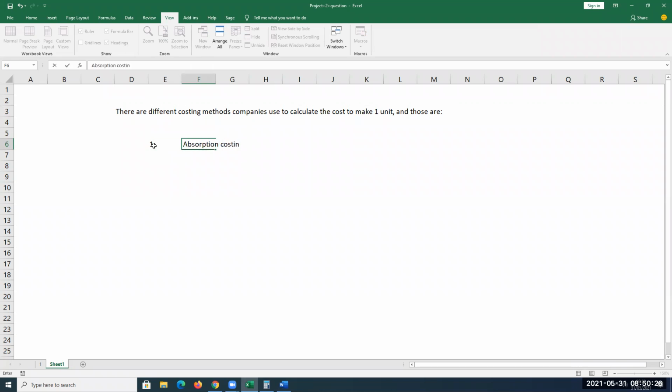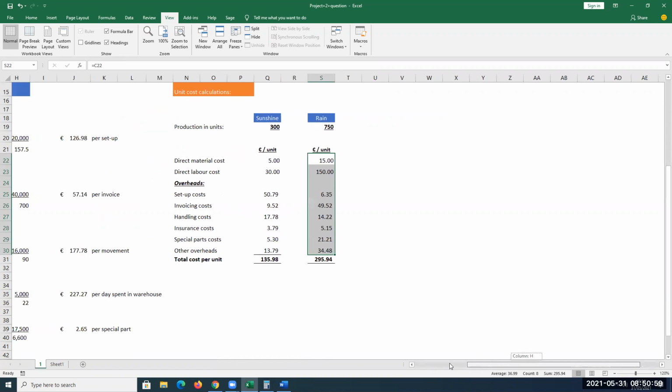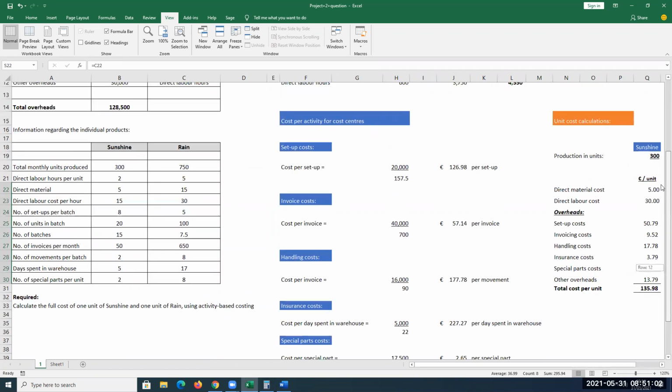Absorption costing, marginal costing, activity-based costing, standard costing, job costing, process, batch, service, contract costing. There are different costing methods. So the difference in these costing methods is the treatment of indirect cost. Like here, in this example, the total fixed cost, or sometimes we can say indirect cost.